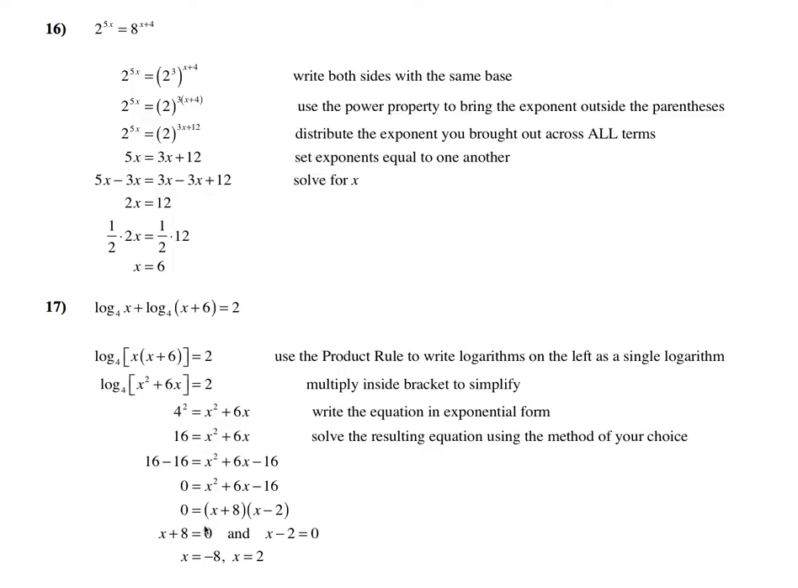We set each factor, x plus 8 and x minus 2, equal to 0 and solve, and our possible solutions then are x equals negative 8 and x equals 2. But we cannot take the logarithm of a negative number, so x equals negative 8 is not a viable solution. It's what we call extraneous, and so x equals 2 is the only legitimate and defined solution for this equation.